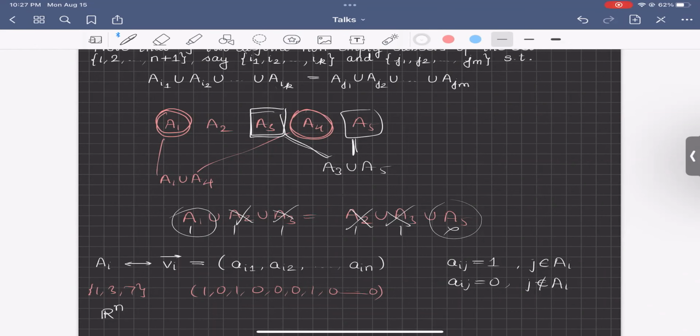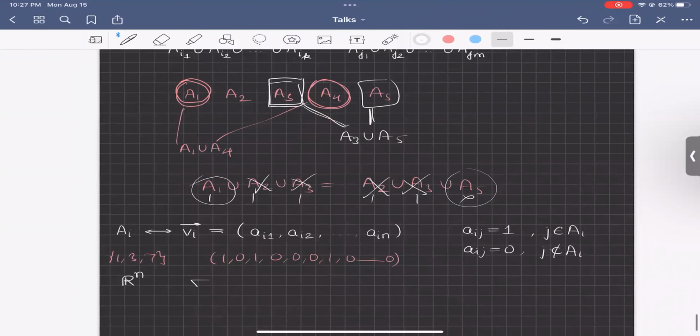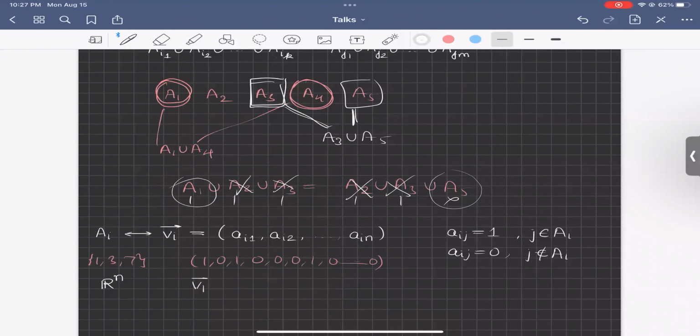So if you have some linear dependence over R^n of these vectors, and then you take the positive coefficient ones and the negative coefficient ones. Let's say these vectors are v1, v2, ..., v_{n+1}. Wait, are these linearly dependent in n-dimensional Euclidean space? Yeah, because the dimension of R^n is n, and we have n plus one vectors. Oh, yes, makes sense. Okay, so these are linearly dependent.